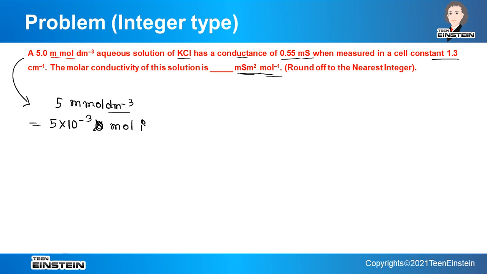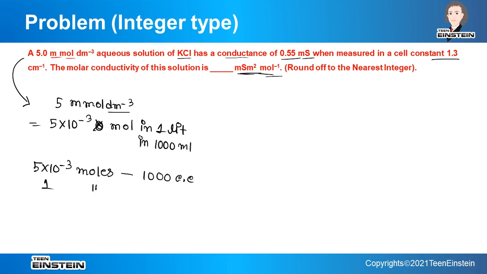Right now I will write in 1 liter, that means in 1000 ml or cc. So 5 into 10 to the power minus 3 moles are present in 1000 cc or ml. So 1 mole will be present in 1000 divided by 5 into 10 to the power minus 3, which is 10 to the power 6 by 5 centimeter cube. This is actually the molar volume, Vm, because to calculate specific conductance we require the molar volume.